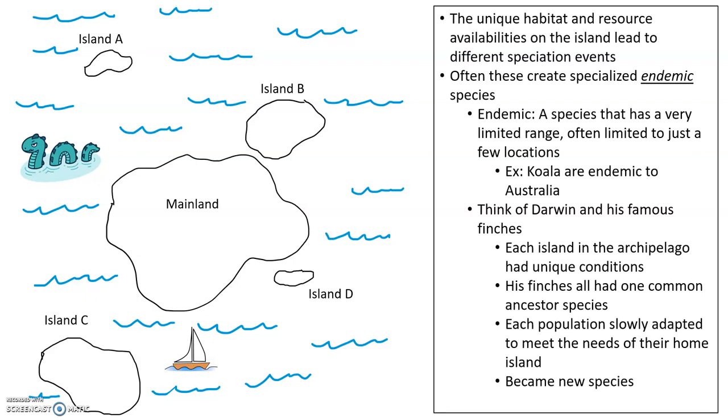The unique habitat and resource availabilities on the island lead to different speciation events. These often create specialized endemic species. Endemic means a species that has a very limited range, often limited to just a few locations, like the koala. Koalas are endemic to Australia. And then also think of Darwin's famous finches. Each island had unique conditions, and his finches all had one common ancestor species, but the finches had adapted to meet the needs of their home island and eventually became their own species.